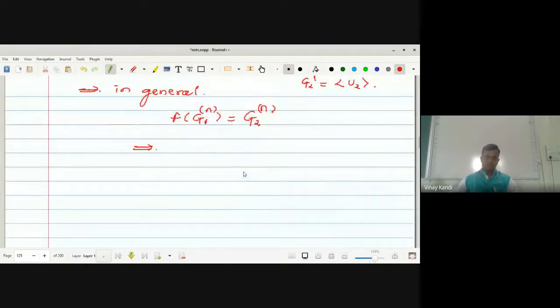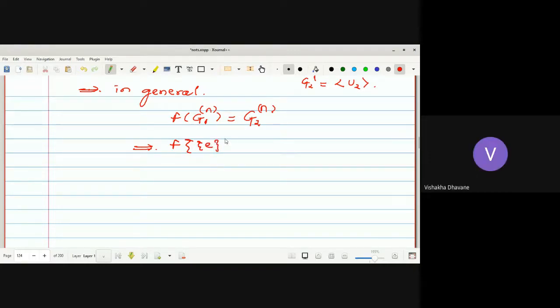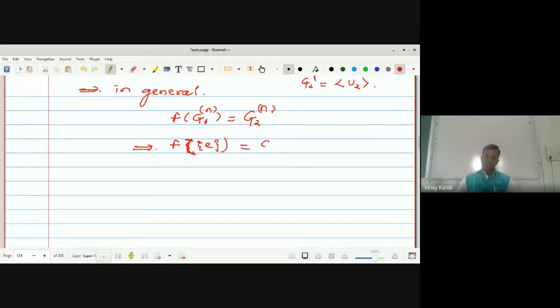Okay. By the last previous theorem, if g is solvable, then g raised to n is equal to what? Singleton e. Which is equal to g2 raised to n, nth derived subgroup of g2. If f is homomorphic, then suppose e1 is the identity of g1. Identity under onto homomorphism maps to identity. What is the identity of g2? G2 raised to n, that is nth derived subgroup of g2.